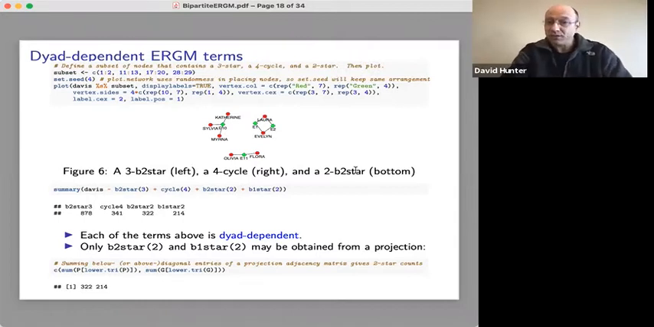At the bottom, there is a 2-star, and a 2-star consists in this case of 2 women who attended the same event. We could also imagine that stars would be centered at the women, so you could think of a single woman who attended more than one event. And all of these structures can be defined in the ERGM package.